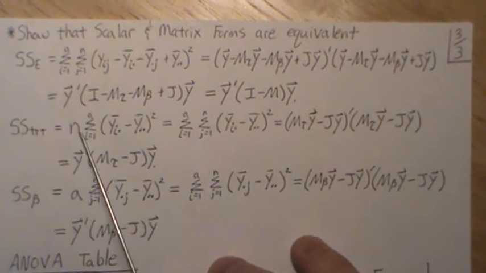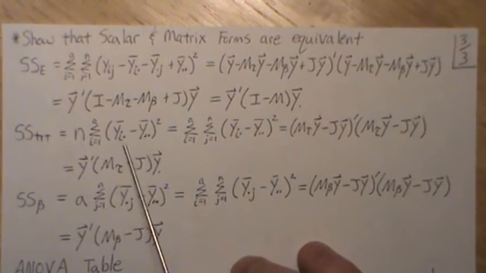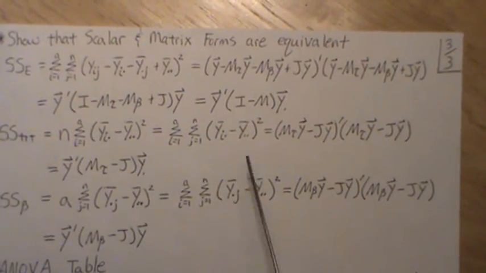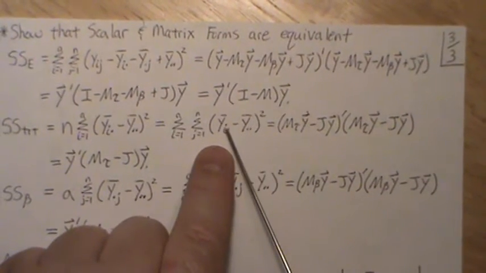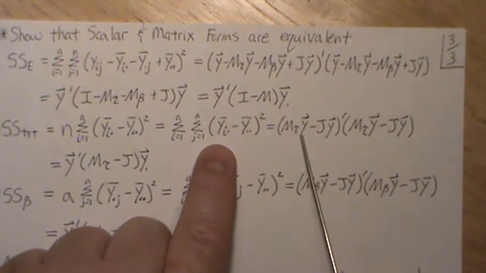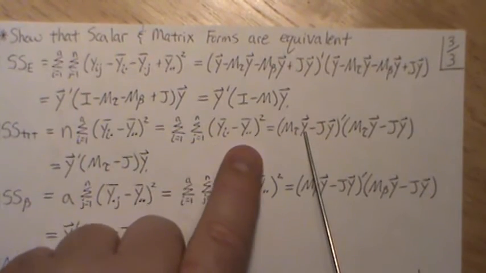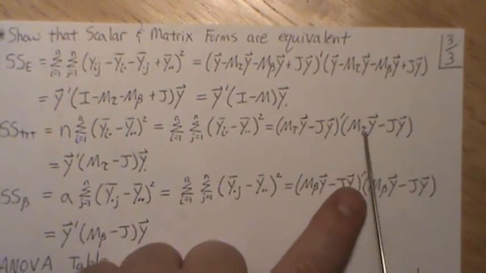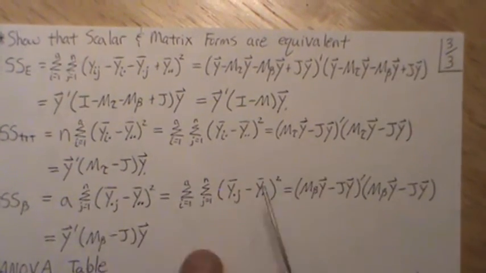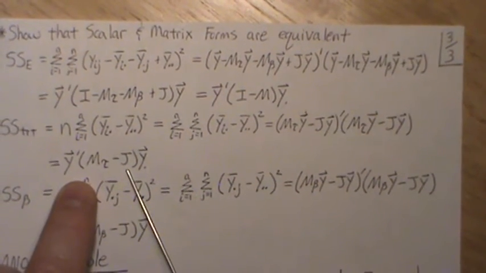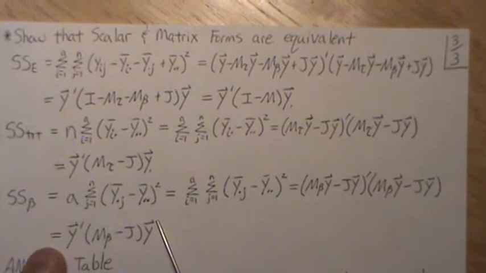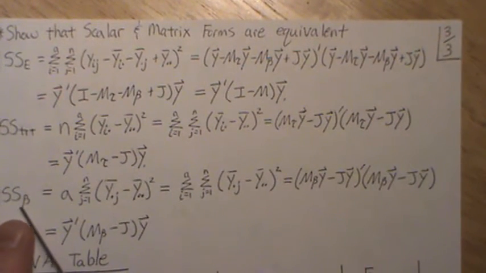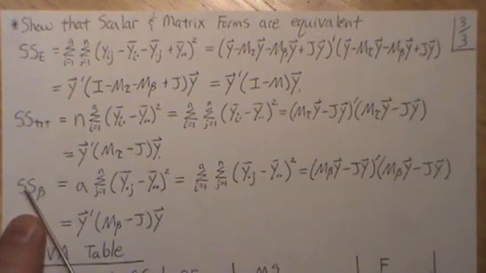And the same way with the sum of squares treatment. Now this n, since there's no j index, we can just sum it from 1 to n over j using j. And then this is the squared. So this is a treatment mean, so it's m tau y. This is a grand mean, so that's jy. Right factor out a y in each of those, distribute the transpose, we get this. So those are equal.